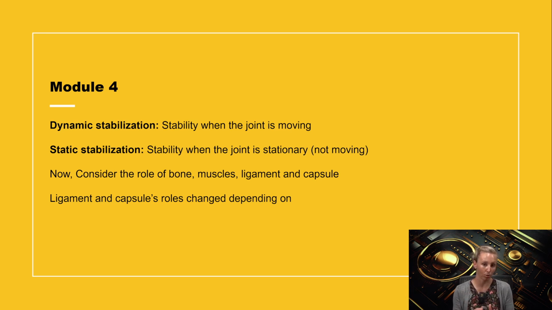Ligaments and capsules' roles can vary depending on the joint, but because the joints can change, and this class isn't super high level in graduate school, I'm not going to ask you about those structures. So when they're asking you about a particular joint and asking which one is a dynamic stabilizer, you need to be looking for the muscle. And a static stabilizer, you need to be looking for the bone.